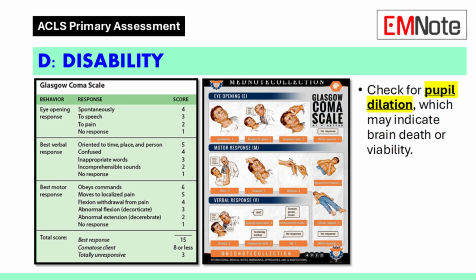D. Disability. Evaluating neurologic function is an important component of the assessment. Check for pupil dilation, which may indicate brain death or viability. Use the Glasgow Coma Scale (GCS) score to determine the patient's level of consciousness.